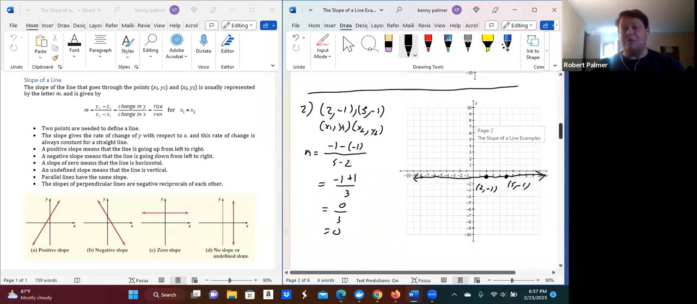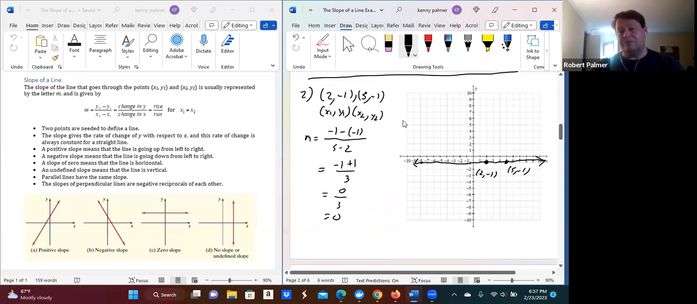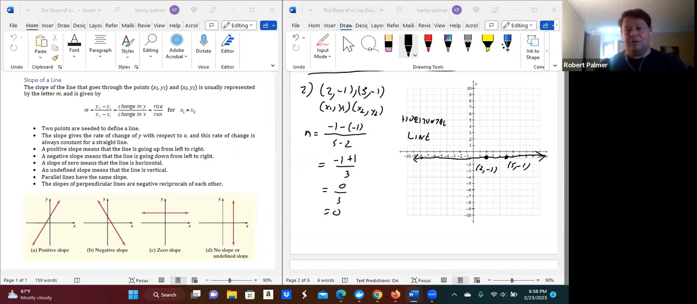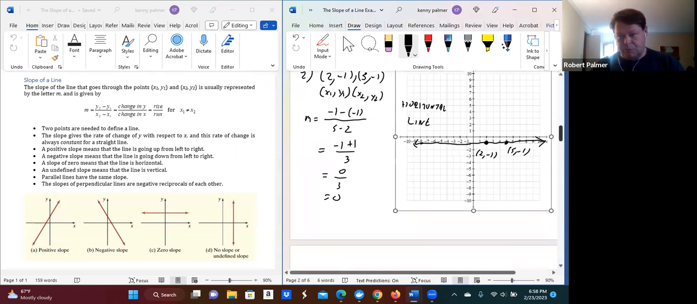But once again, if you have a 0 slope, it means you have a horizontal line, as we see on the graph. So anytime your slope is 0, you have a horizontal line. Think of slope as rise over run: there is a run, there's back and forth, but there's no rise, no up and down. Okay? Let's take a look at a third example.